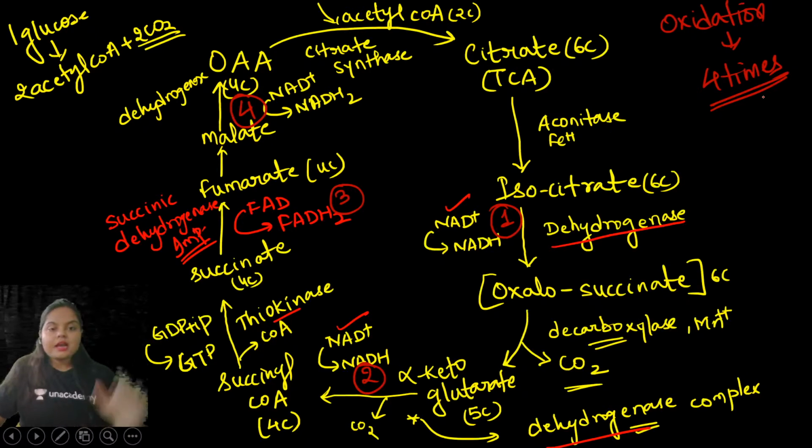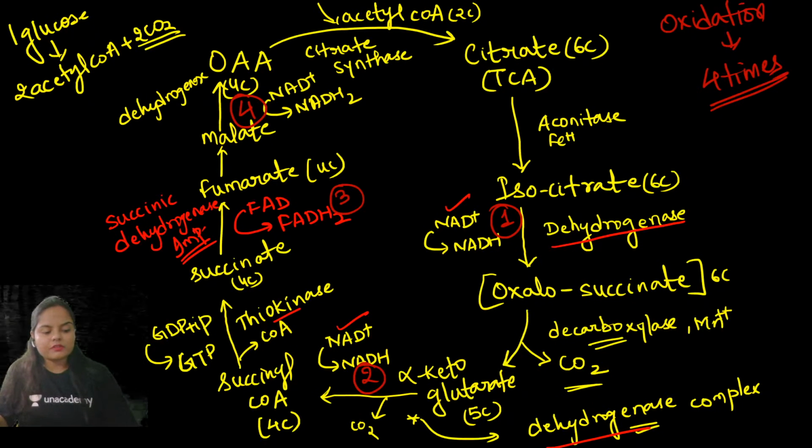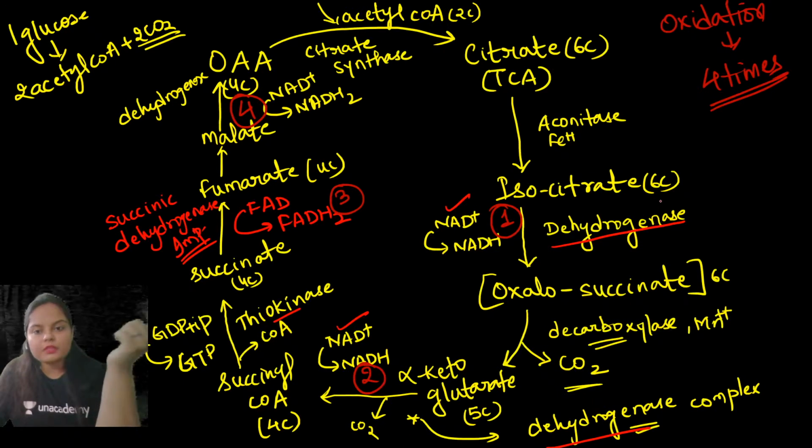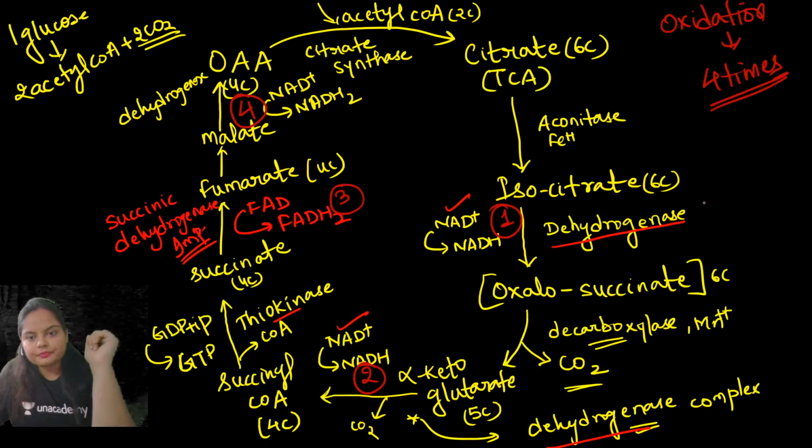Now, out of the 4 oxidation reactions, three reactions have NAD as the electron hydrogen carrier. This first reaction, second reaction, and the last reaction. So let us identify those spots where NAD is acting as an electron hydrogen carrier. When the oxidation is taking place at the last 6 carbon compound, which is the isocitrate, the electron hydrogen carrier is the NAD molecule.